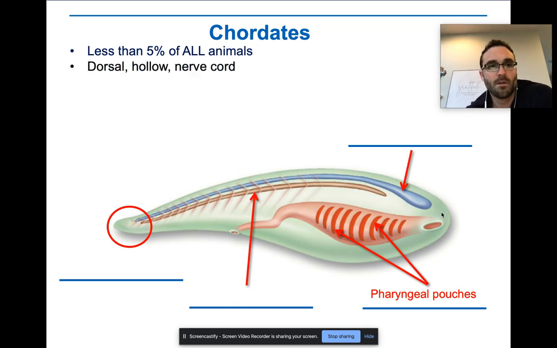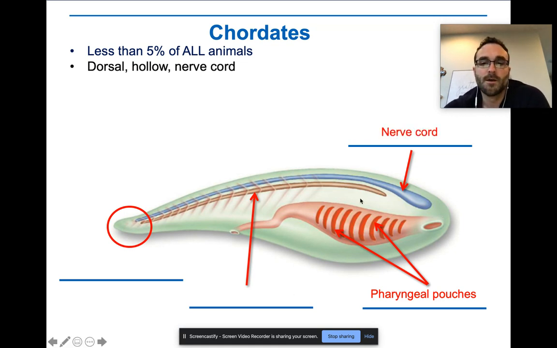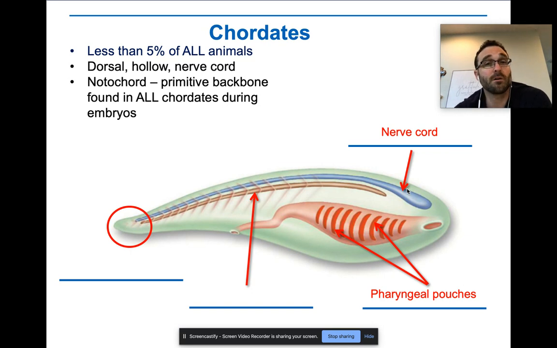All right, so the dorsal hollow nerve cord. The dorsal hollow nerve cord is where the central nervous system is located. And then we have something called a notochord. All chordates have a notochord, and it's located right here. It's the primitive backbone found in all chordates during the embryo stage. This is what's going to eventually form into that hardened backbone that you and I so dearly love.